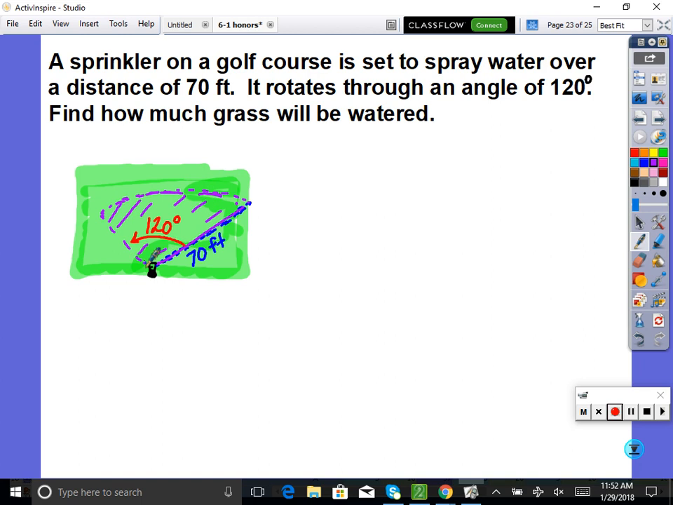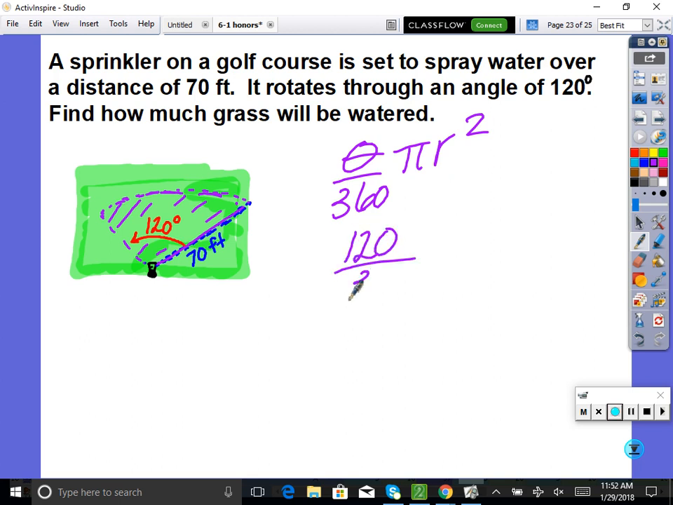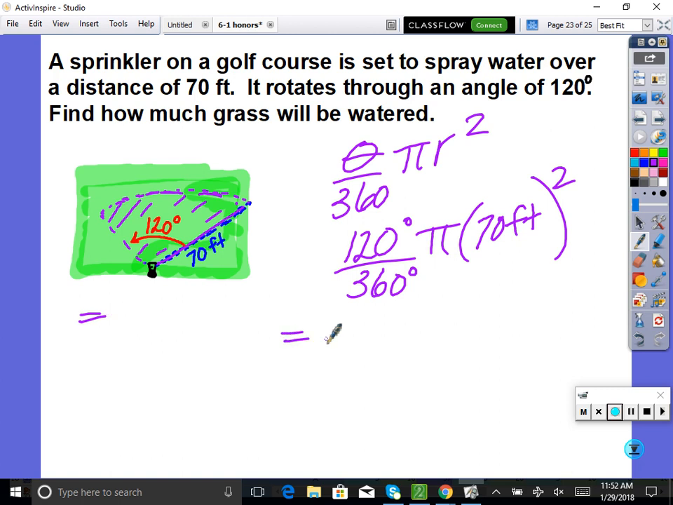So he says, how much area is getting covered by water here? How much area of water? So you say, well, that's just a section of a circle. So you say, okay, so it's theta over 360 times pi r squared. So what's my degree measure? We're covering 120 degrees out of 360 degrees. Pi, and then our radius is 70 feet squared. So we're going to be able to tell our golf course owner exactly how many square feet he is covering with the water here. So don't type in pi, because I want to have the mathematician answer as well as the Farmer Joe answer, the engineer answer.